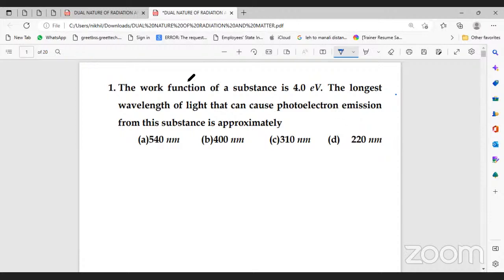First problem here. The work function of a substance is given as 4 electron volt. What is the longest wavelength they are asking? Longest wavelength means maximum wavelength, that is called the threshold wavelength.